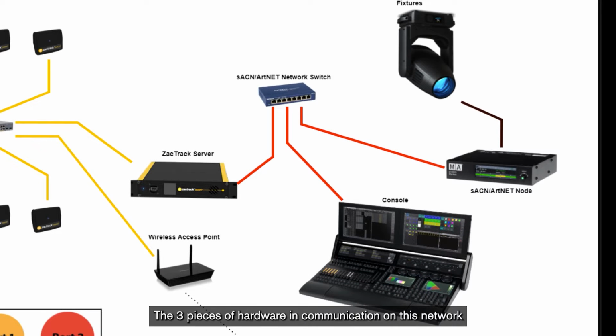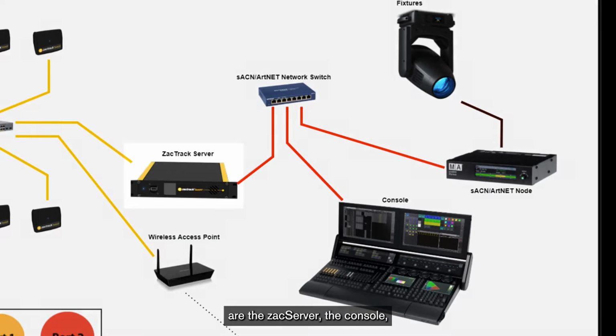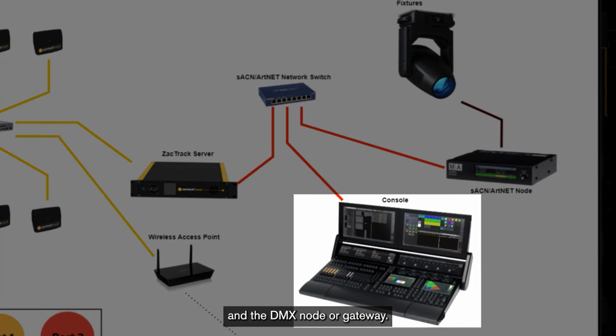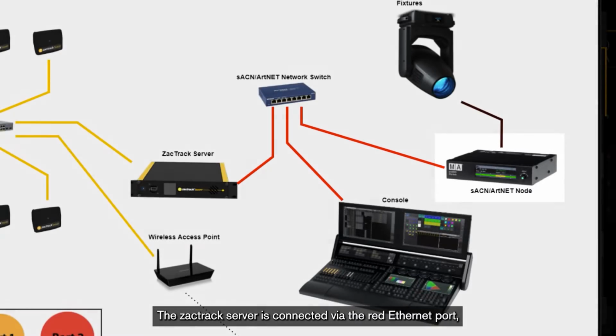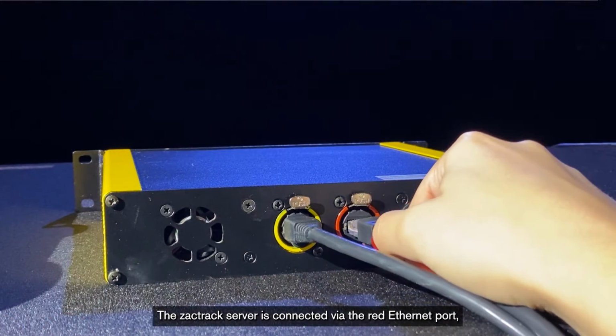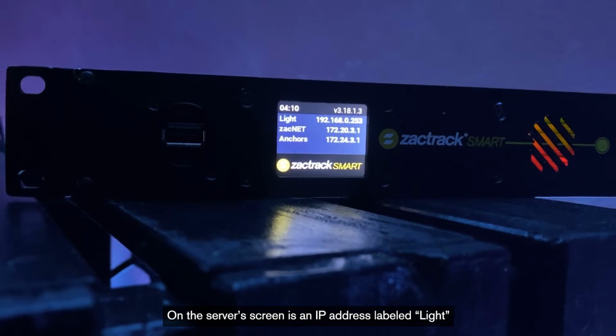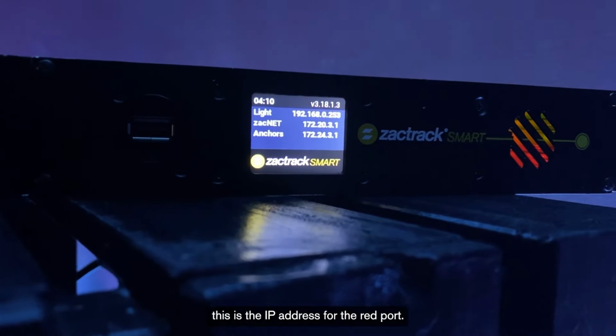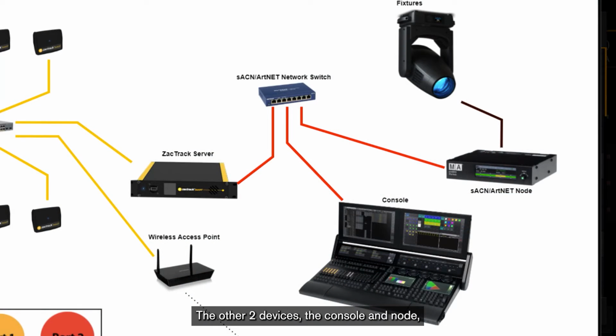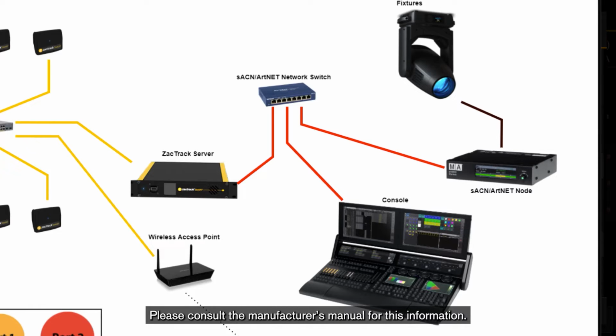The three pieces of hardware and communication on this network are the ZAC server, the console, and the DMX node or gateway. The zactrack server is connected via the red Ethernet port, because this is the port dedicated for DMX data. On the server screen is an IP address labeled light. This is the IP address for the red port. The other two devices, the console and node, will need their Ethernet ports in the same IP address range as the ZAC server. What Ethernet port on the console the cable needs to be plugged into will depend on the manufacturer of the rest of your hardware. Please consult the manufacturer's manual for this information.